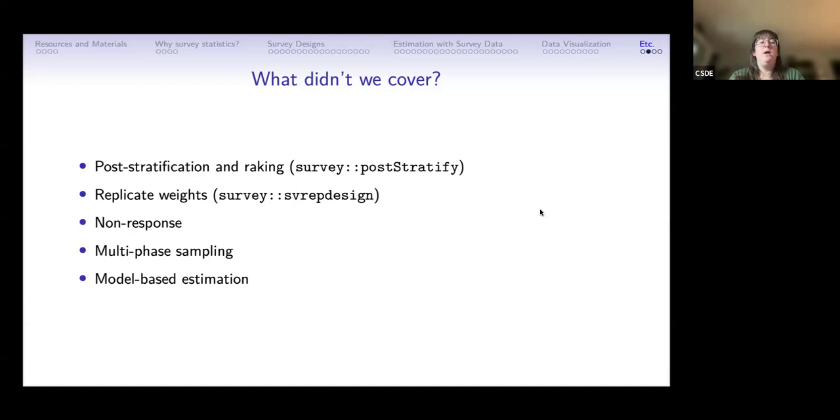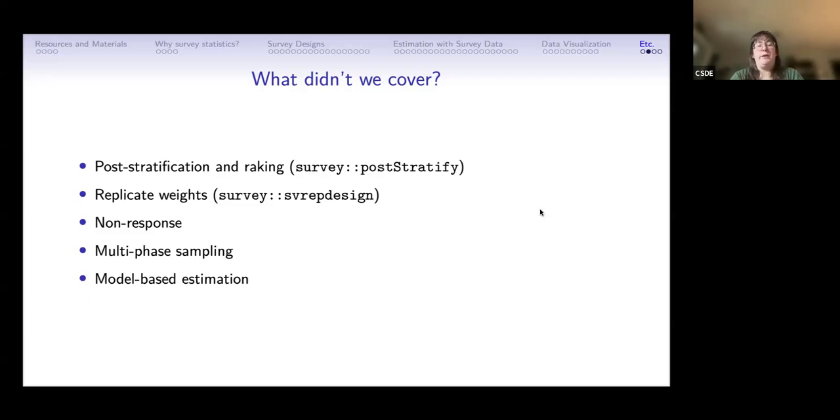They release a ton of replicate weights, and there's a way to specify your survey design with a slightly different function called svrepdesign. And it will take an argument that describes all columns that contain those weights. And then once you have that object created, you can use all the svy functions we talked about with that object. We didn't talk about non-response very much.